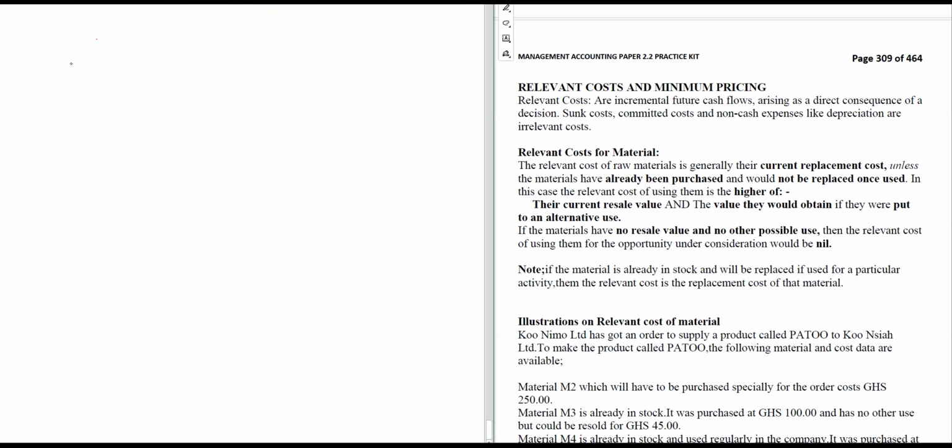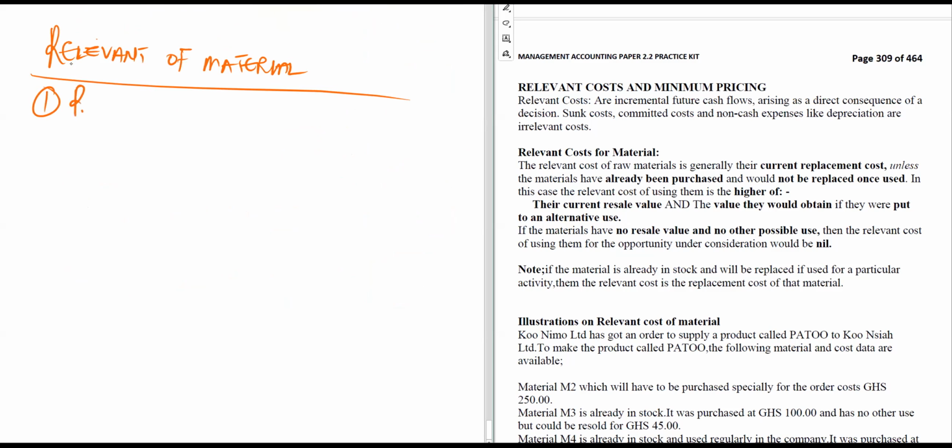Relevant cost of material. I'm going to list all the possible relevant costs that we can have for material. So first of all, let me ask you something. If you do not have something you want, what do you do? Assuming you have all the money. If you don't have, you buy, right? So the first thing is the purchase price, the current purchase price or the replacement cost.